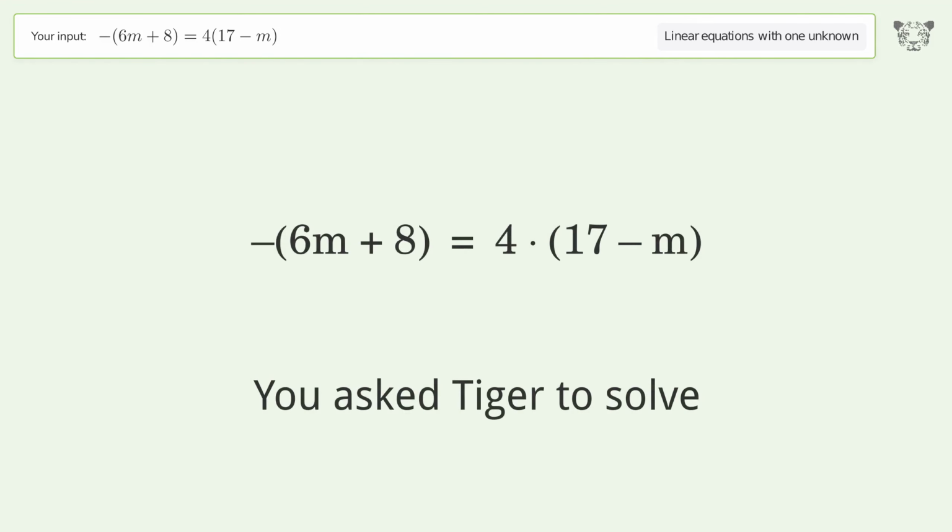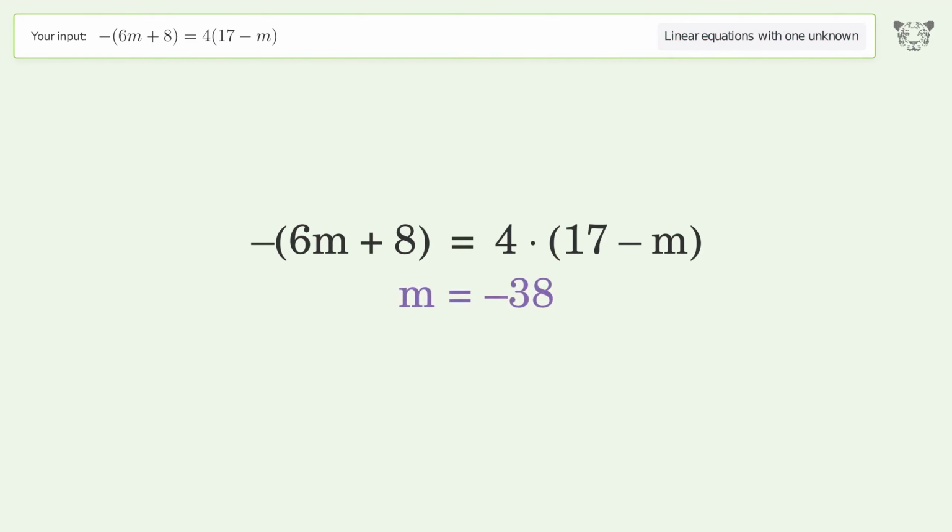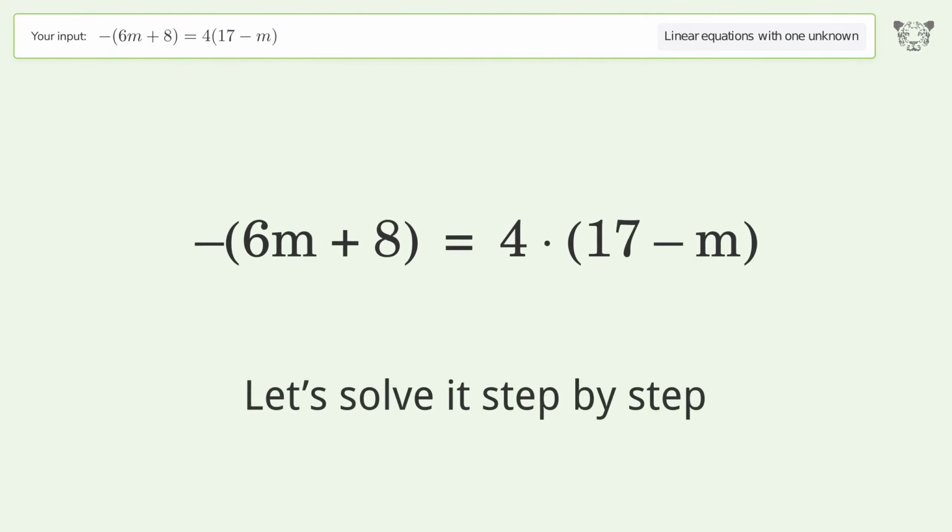You ask Tiger to solve. This deals with linear equations with one unknown. The final result is m equals -38. Let's solve it step by step.